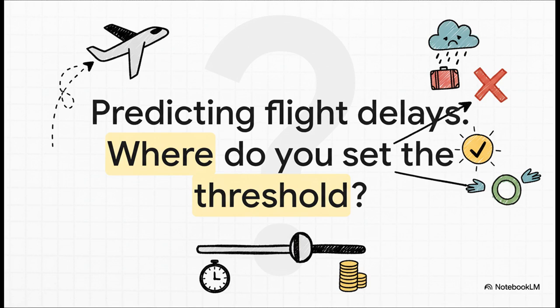So, let me leave you with a question to chew on. If you were building an AI to predict flight delays, where would you set the threshold? What's the costlier mistake? Telling someone their flight is delayed when it isn't, or telling them it's on time when it's actually delayed? The answer isn't so simple, is it?